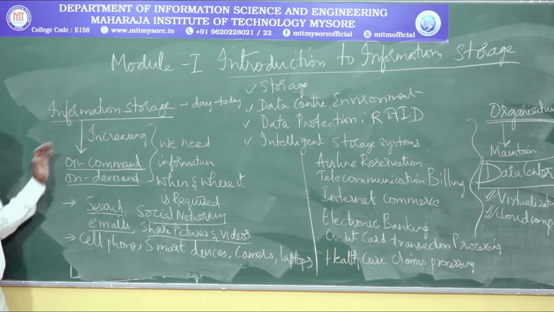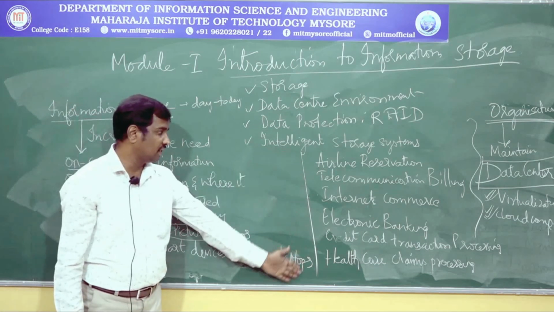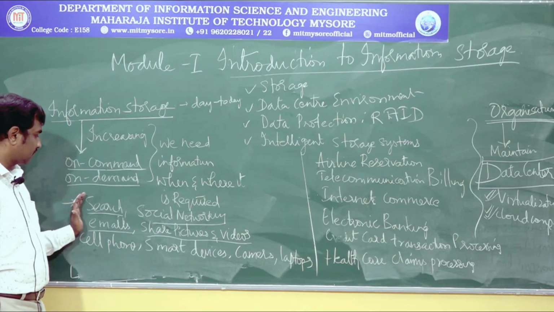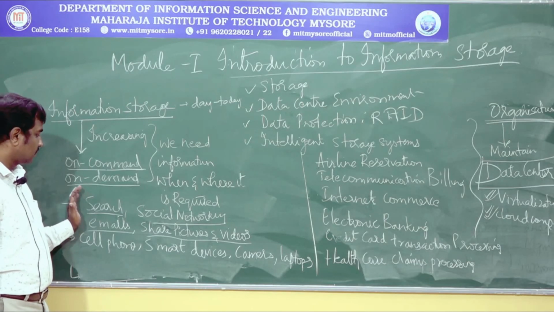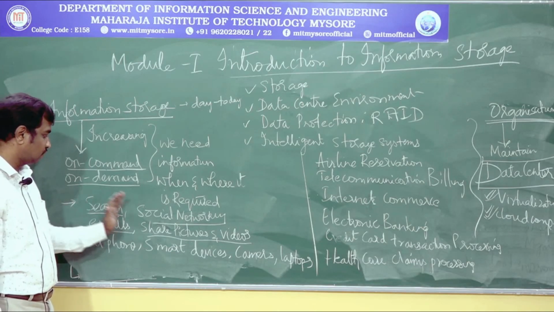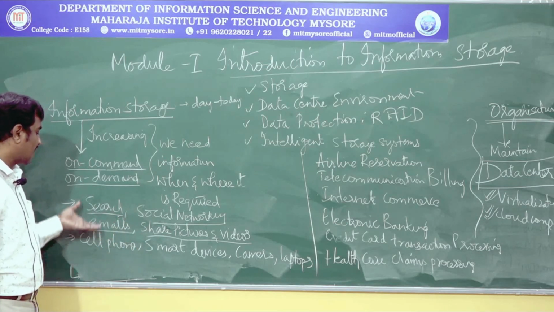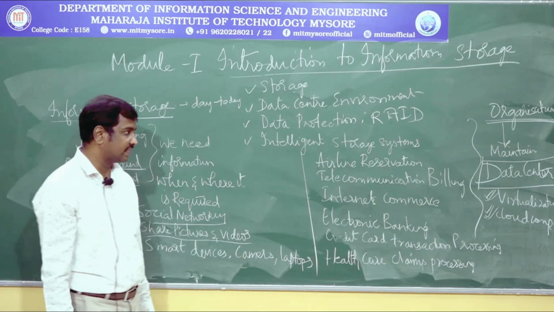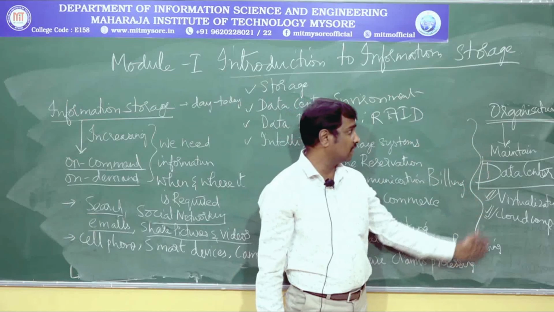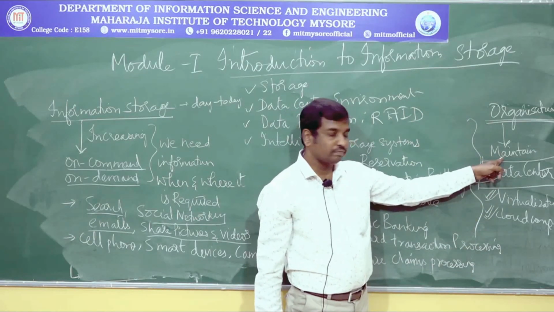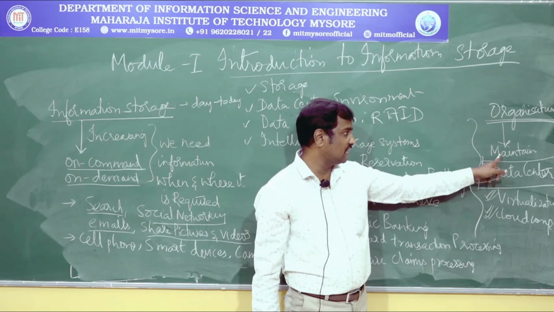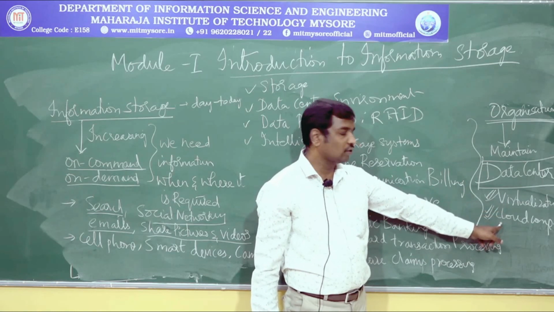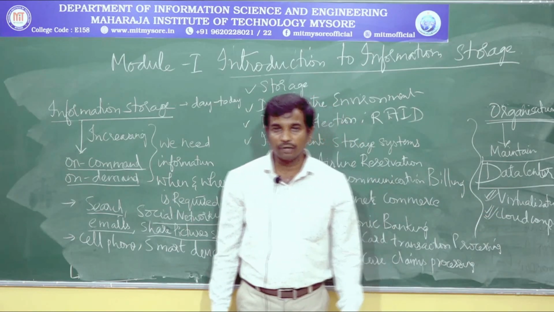That means information is generated by different applications, and information can be extracted on demand. Information is created by end users through searching, social networking, email, and sharing pictures. Information is generated by using cell phones and smart devices, cameras and laptops. And a large organization has to maintain data for storing the information. That will be handled by data centers. Data centers use the concepts of virtualization and cloud computing operations.